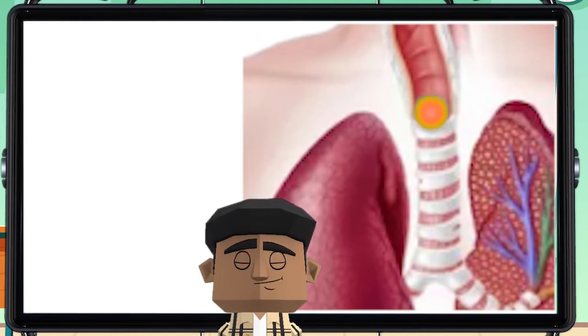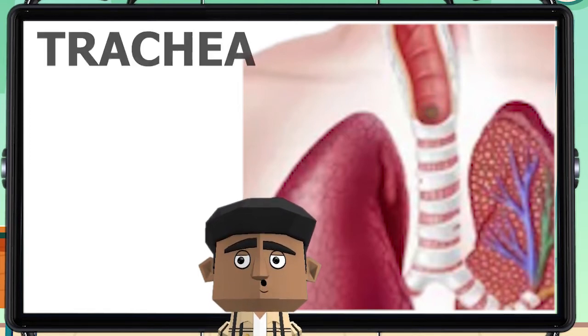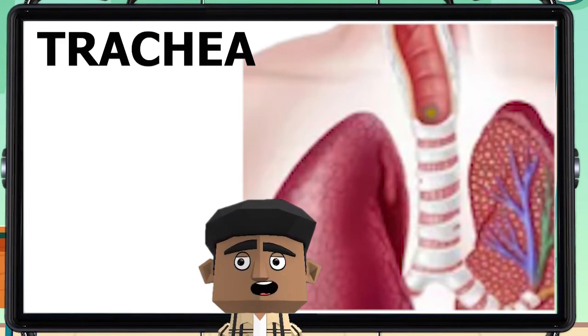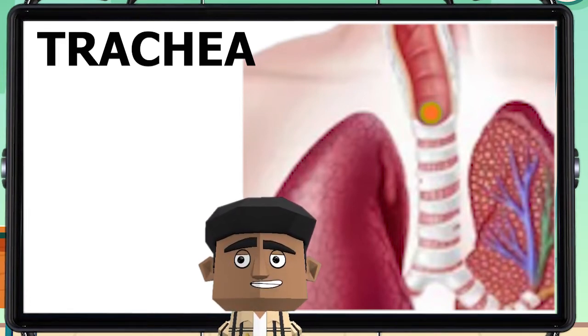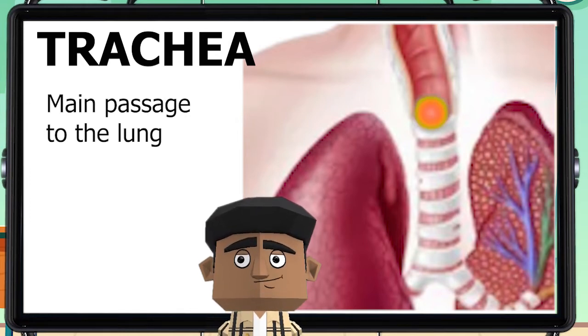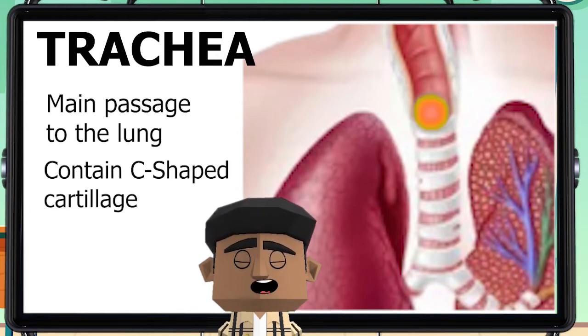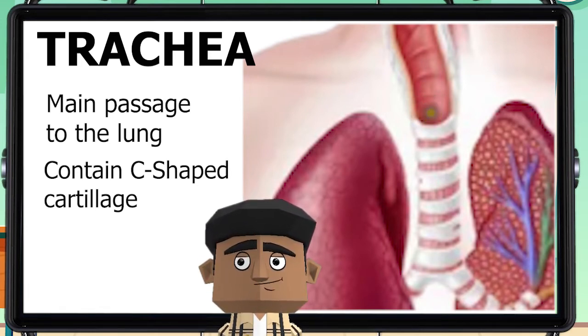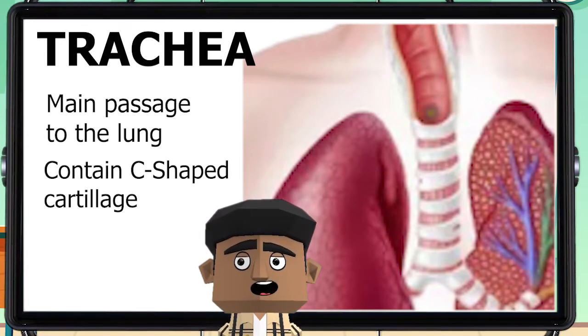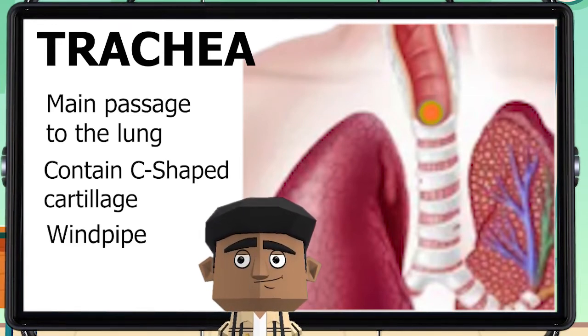next part. What is that part again? Trachea. Very good. The trachea looks like a vacuum cleaner hose which serves as the main passageway to the lungs. The trachea contains C-shaped cartilage which makes it flexible enough to keep the passageway open for air. The trachea is also known as the windpipe.